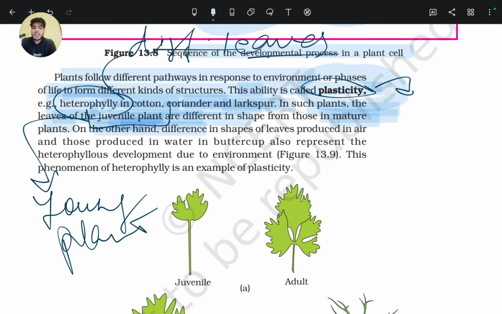On the other hand, there is a difference in shapes of leaves produced in air and those produced in water also. So it is due to the effect of environment. Leaves are different in plants which grow in air or the outside medium, and those plants which grow in water. Example: buttercup. The buttercup plant also represents heterophilous development due to environment. This phenomenon of heterophyly, or the different types of leaves, is an example of plasticity.